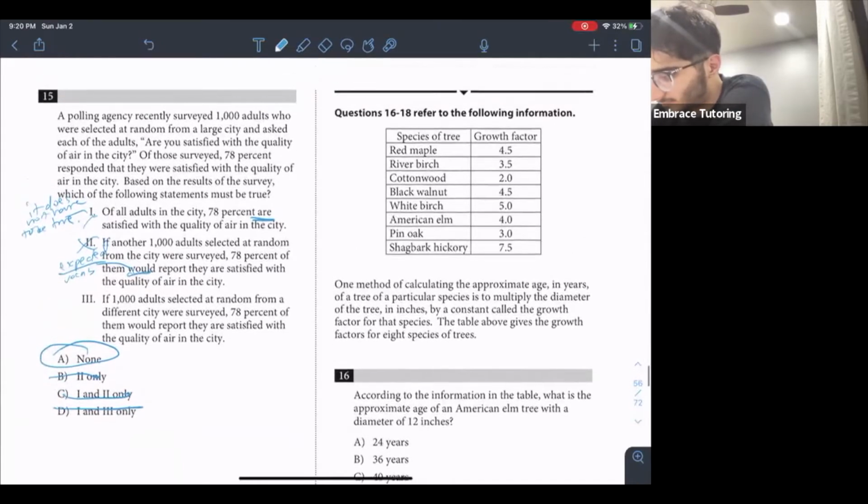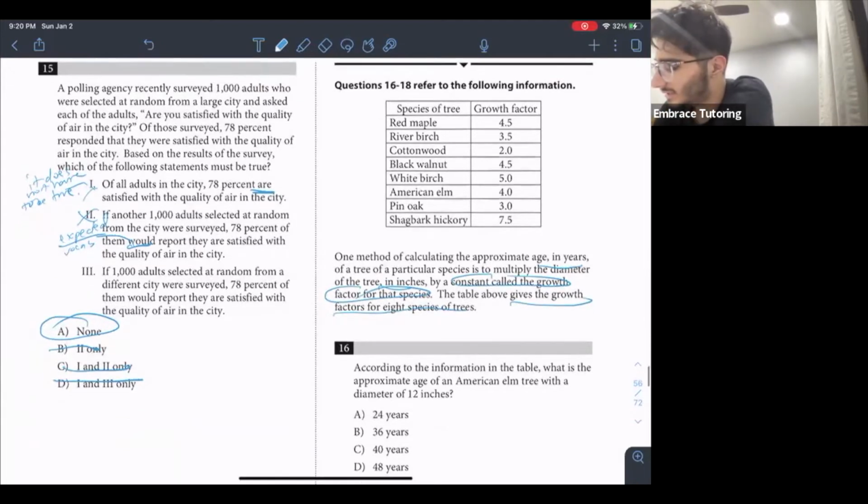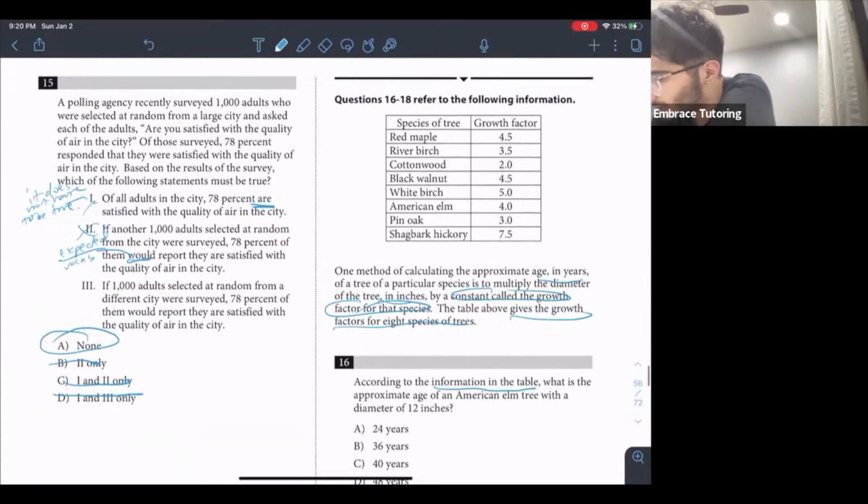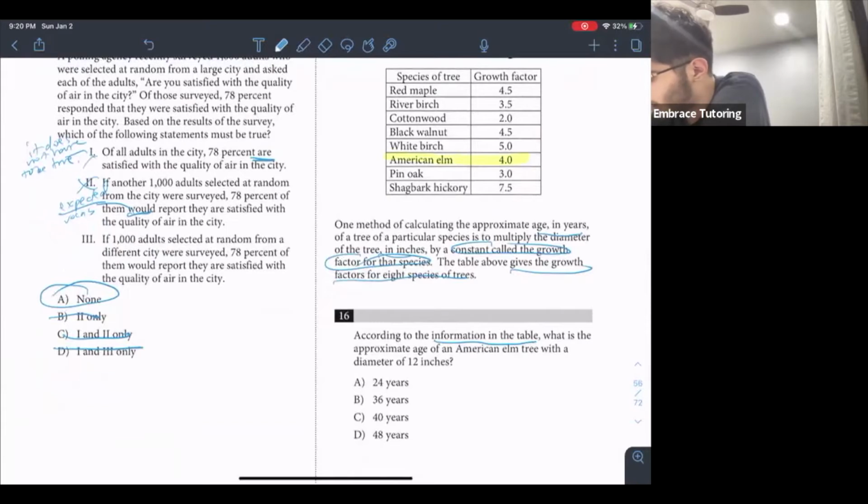Okay, now 16. One method of calculating the approximate age in years of a tree of a particular species is to multiply the diameter of the tree in inches by a constant called the growth factor for that species. The table above gives the growth factor for 8 species of trees. According to the information in the table, what is the approximate age of an American elm tree, which is right here, with a diameter of 12 inches?